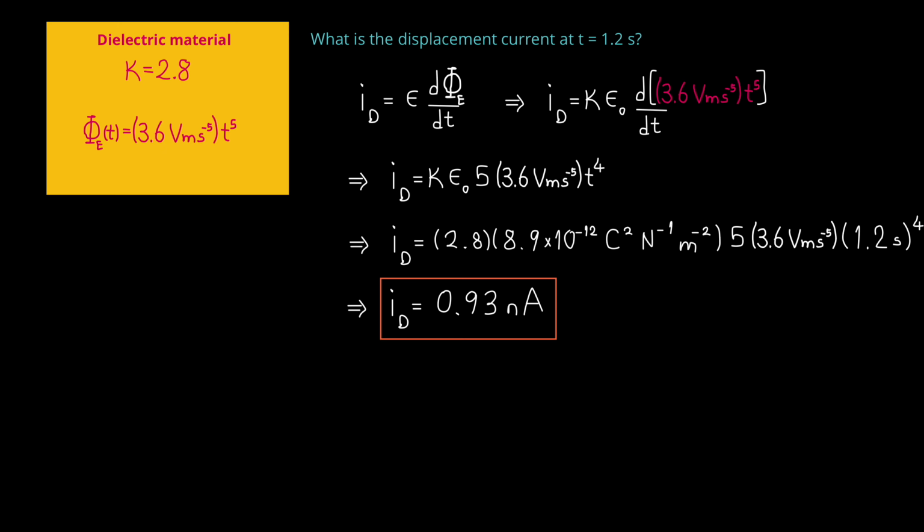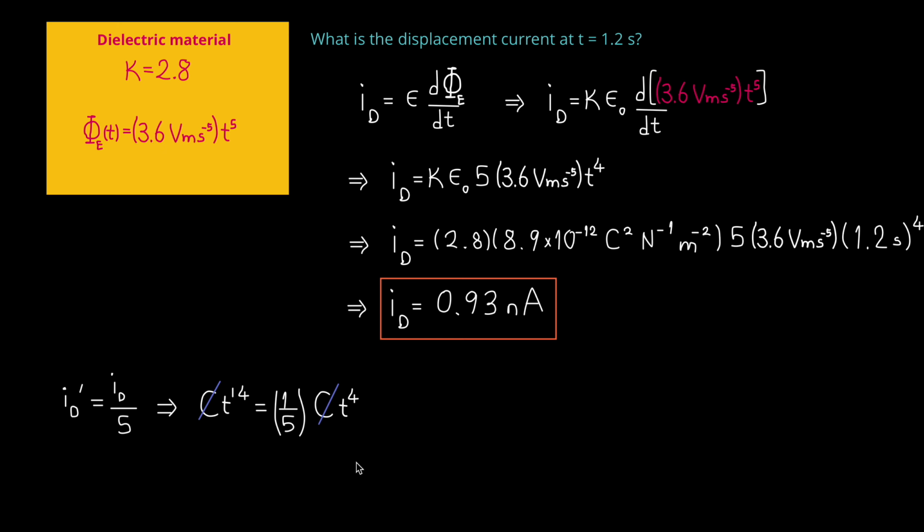So let's set up our equation for that. I sub d prime here stands for the new value of the displacement current, and I sub d is the original value, or the value that we calculated above, which is 0.93 nanoamps. And t prime is the value of time that we're looking for, whereas t is equal to 1.2 seconds. Capital C's cancel like so. And we get t prime to the fourth power is equal to 1/5 times t to the fourth power.